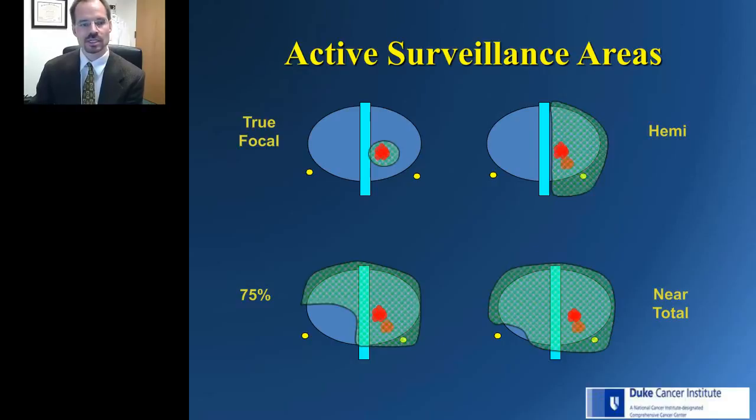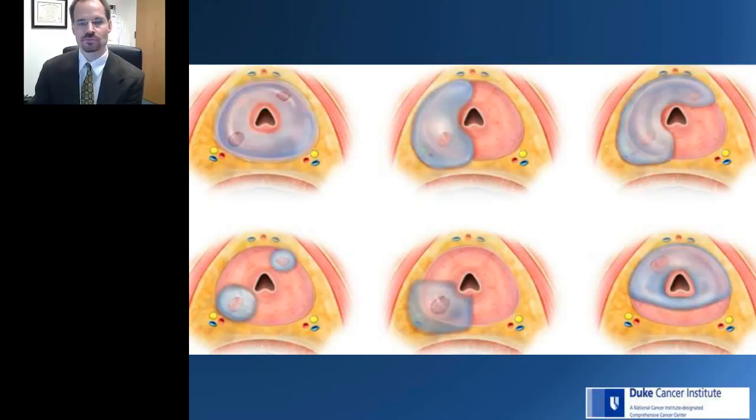But as you can see, with the top left, as you get more targeted with your treatment, you put more of the gland on surveillance and you take more potential risk for recurrence. So this is a cartoon depicting the various forms of focal therapy. Top left is near whole gland. The middle on the top is the hemiablation. The right is the 3/4.